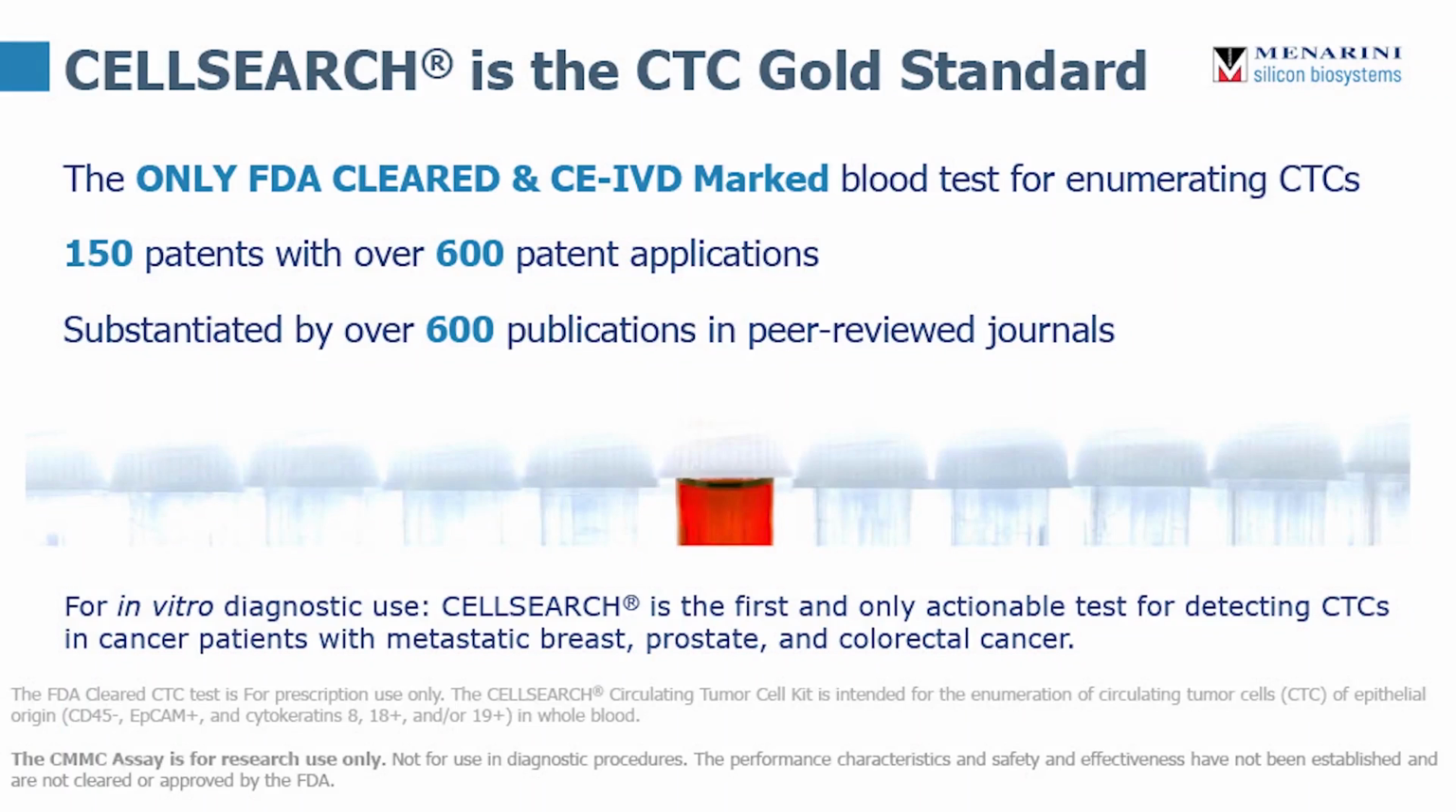So let's talk a little bit about CellSearch and how it works and why it works. Well, CellSearch is the gold standard for monitoring circulating tumor cells. It's the only FDA-cleared and CE-IVD-marked blood test for enumeration of circulating tumor cells, with over 150 patents and 600 patent applications, and it's backed by over 600 publications in peer-reviewed journals. The IVD test is the first and only actionable test for CTC counting in cancer patients with metastatic breast, prostate, and colorectal cancer. So the CMMC test is built on this backbone to look at multiple myeloma cells instead of metastatic breast, prostate, or colorectal cancer.